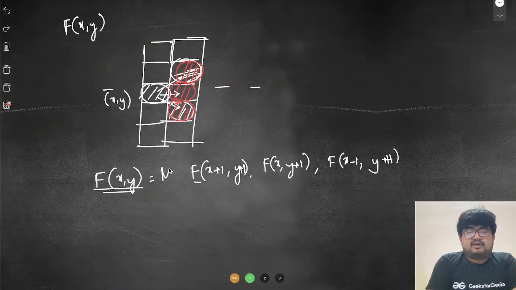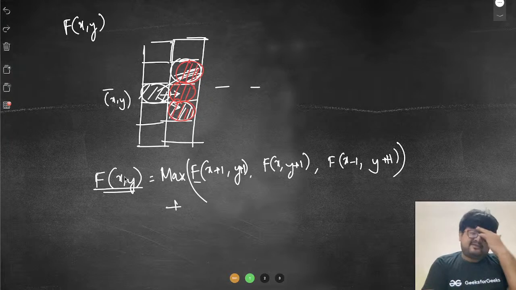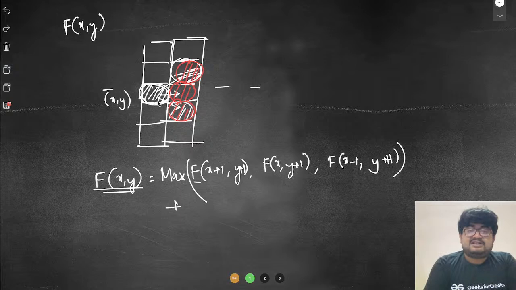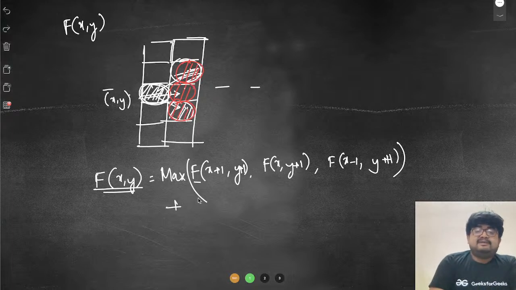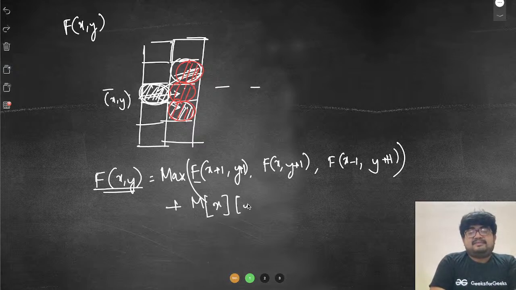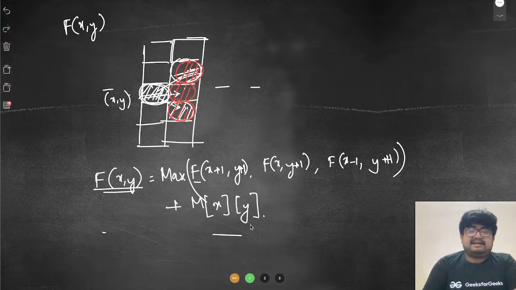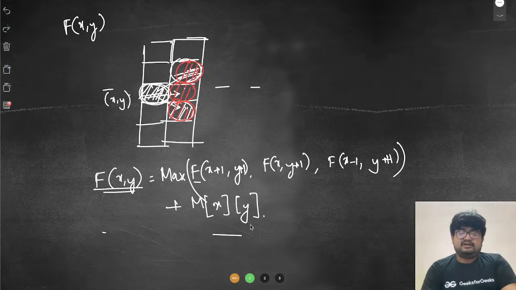So max of this value. But what is f(x, y)? It is the maximum amount of gold I can collect if I start from this point. So we are missing the amount of gold that is present here, because this will return the maximum amount of gold if we start at these points. But this is getting missed. So we'll add that to our answer: max of these plus m(x, y). So this is the recursive solution, right? So this is the recurrence relation for the problem.